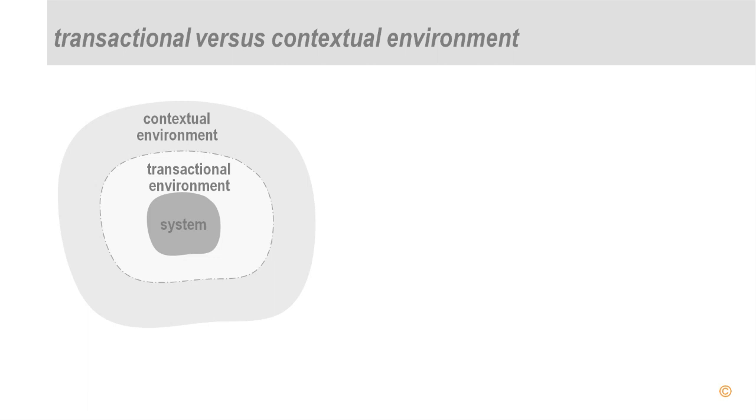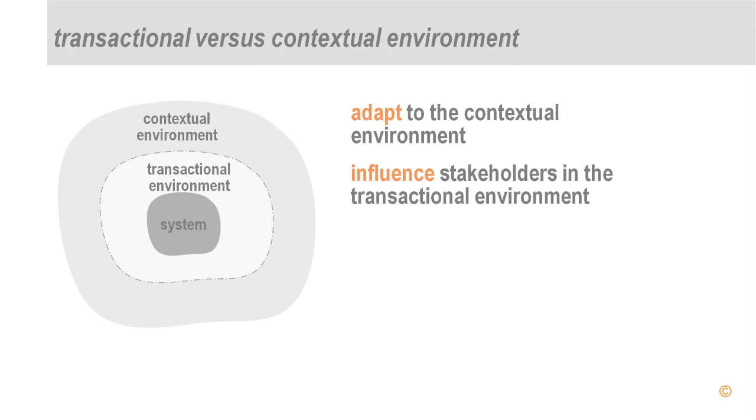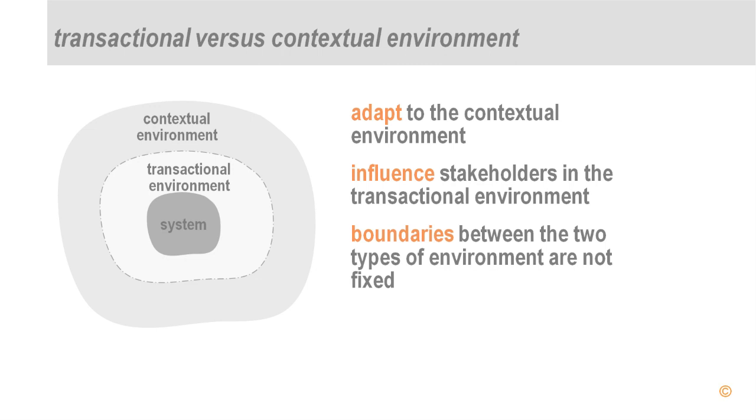So those are all stakeholders, the receiver of revenue, for example, who are in the contextual environment. And the behavior of the system vis-à-vis those different environments is different. We have to adapt to the contextual environment. So if the contextual environment changes, we have to adapt. In the case of the transactional environment, we can exert influence. And the more we can influence our transactional environment to benefit us as a system, the easier it will be for us to develop.